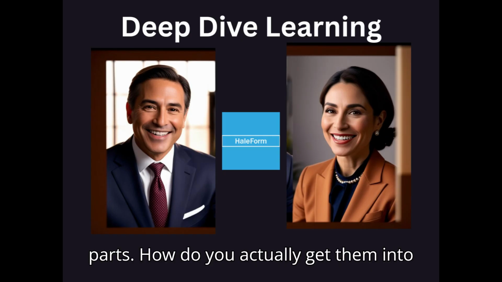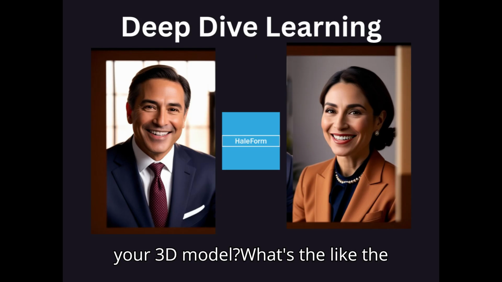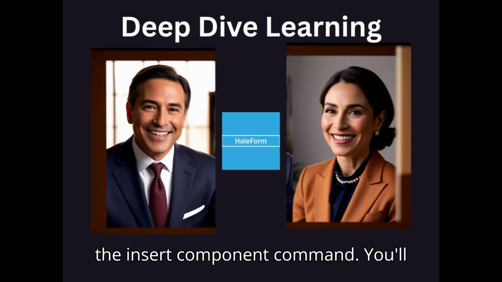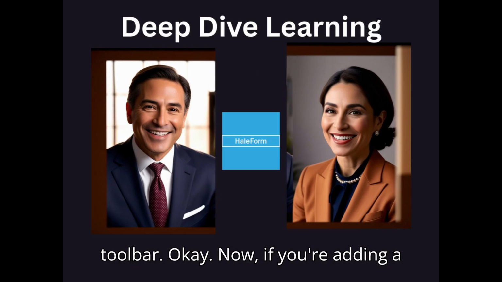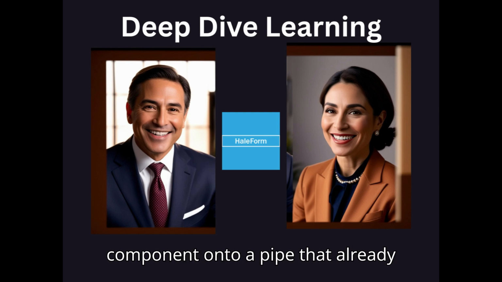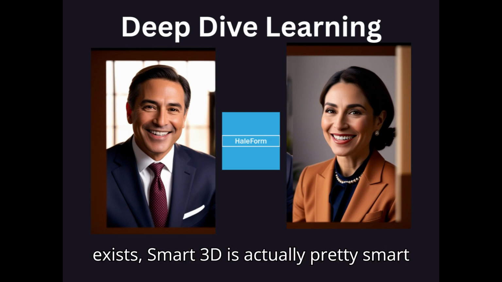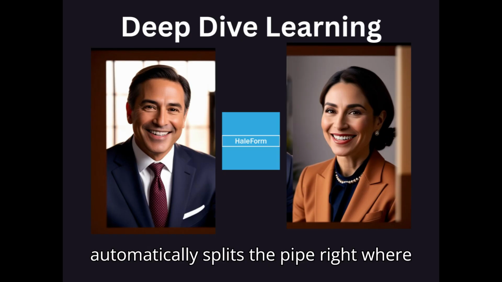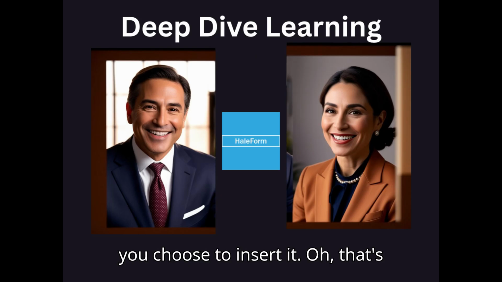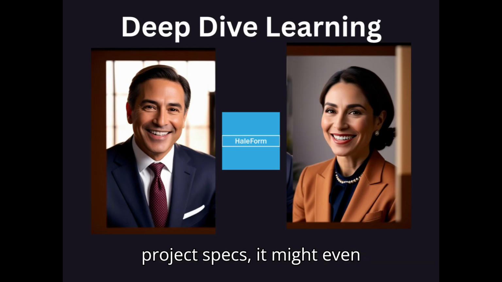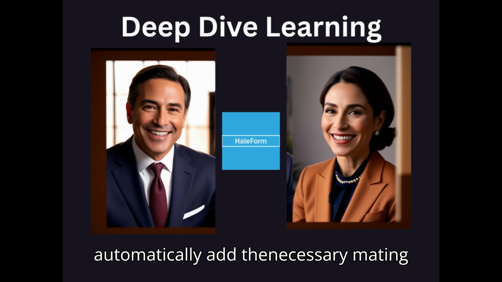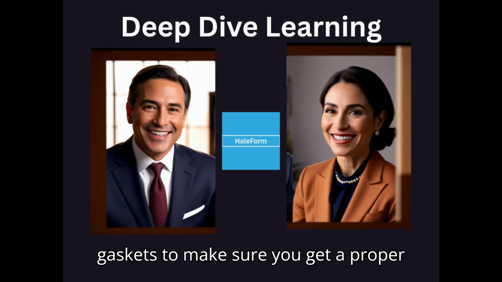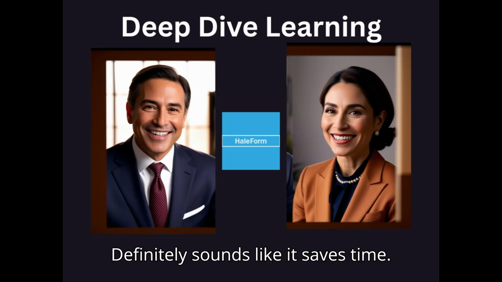So you've got this whole library of parts. How do you actually get them into your 3D model? What's the starting point? Well, the main entry point for adding pretty much any component is the Insert Component command. You'll usually find that on the vertical toolbar. Now, if you're adding a component onto a pipe that already exists, Smart 3D is actually pretty smart about it. How so? It recognizes you're putting something in the line, so it automatically splits the pipe right where you choose to insert it. Oh, that's handy. Yeah, and depending on your project specs, it might even automatically add the necessary mating components too, like flanges or gaskets to make sure you get a proper connection. Saves a lot of clicks. Definitely sounds like it saves time.